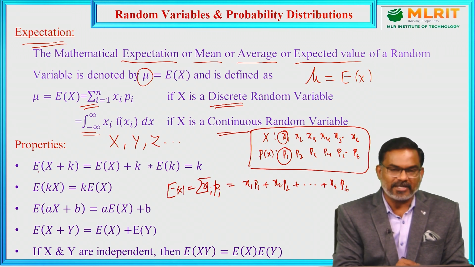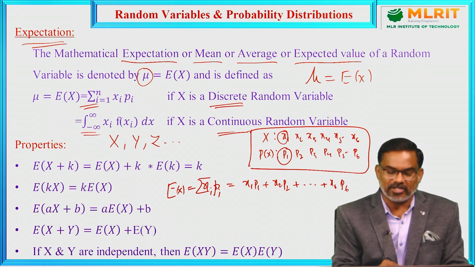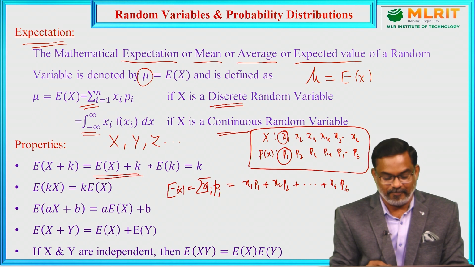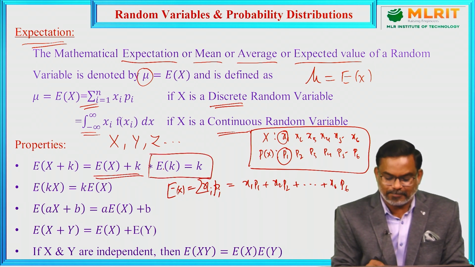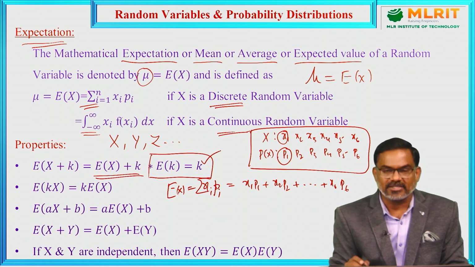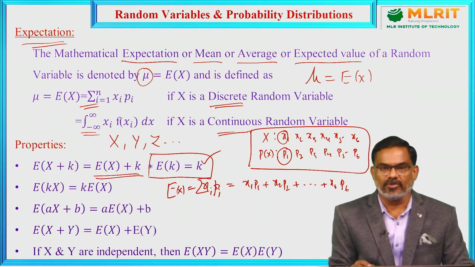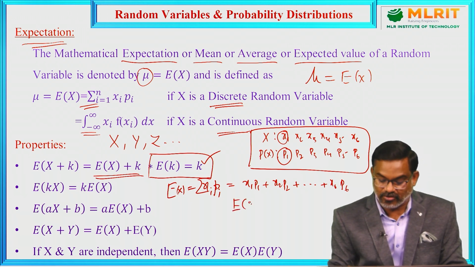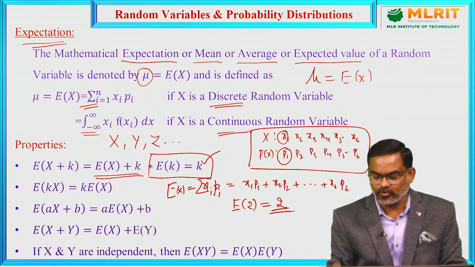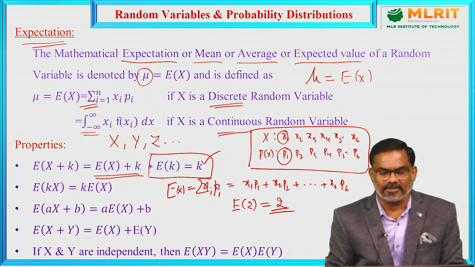Now, expectation of x plus k is expectation of x plus k. So from this we can observe that the expectation of a constant is the constant itself. It's not equal to 0 or any other value. Expectation of a constant is again the constant. For example, expectation of 2, the answer is 2 itself, the same constant.